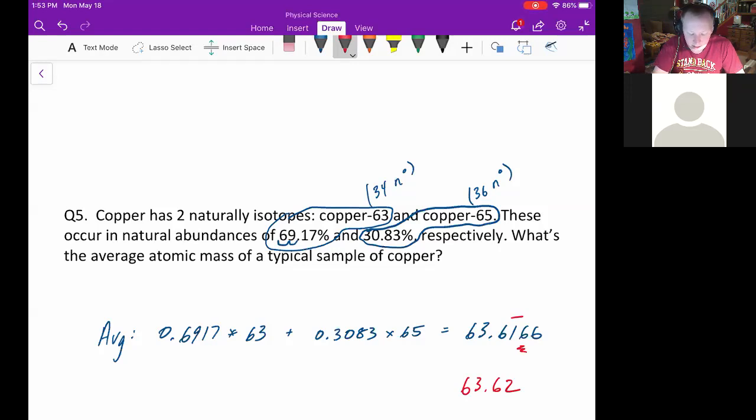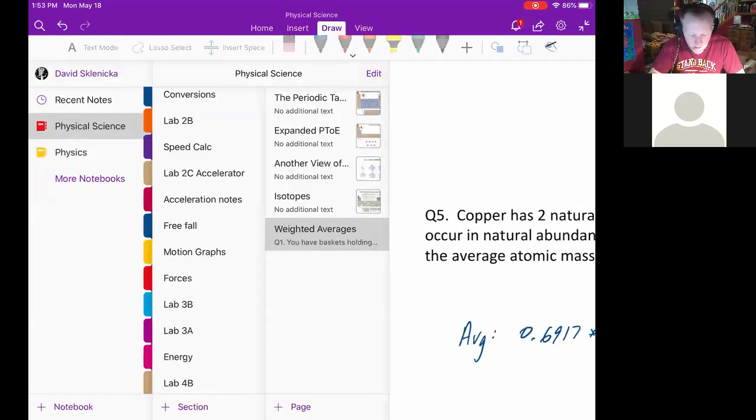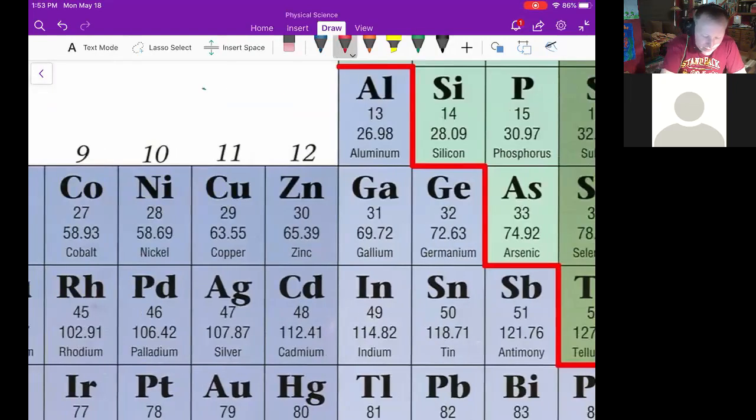And that's because it'll be closer to our 63 because there's a lot more of it. Over 2/3 of it is that 63. So we would expect it to be much closer to 63. Let's compare this to our periodic table amount. Copper, I said, was 63.62. So this is a little different.